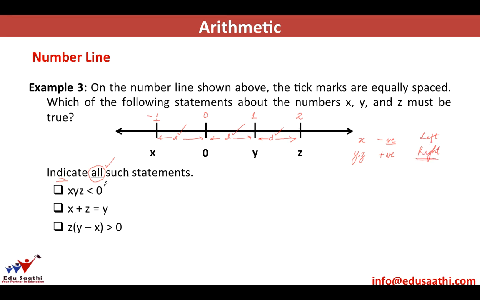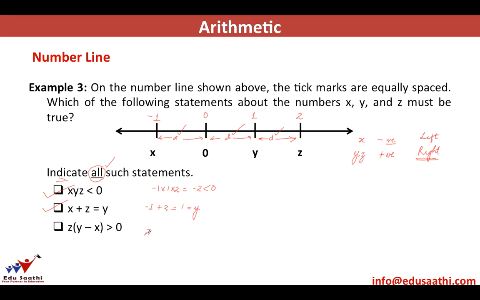So if I just look at the first statement, this will be minus 1 into 1 into 2. If I look at the answer, which is minus 2, obviously minus 2 is less than 0 because minus 2 is negative. So the first statement that I have is definitely true. Look at the second statement. Minus 1 plus 2 gives you an answer which is plus 1, which is actually the value of y. So statement number 2 is also correct.